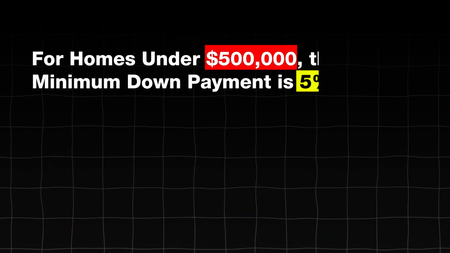And in case you're wondering, in Canada, you cannot buy a house without a down payment. Canada has specific rules around minimum down payments that have been in place since 2008. So here's the breakdown. For homes under $500,000, the minimum down payment is 5%. So if you're looking at a $400,000 home, you're going to need at least $20,000.